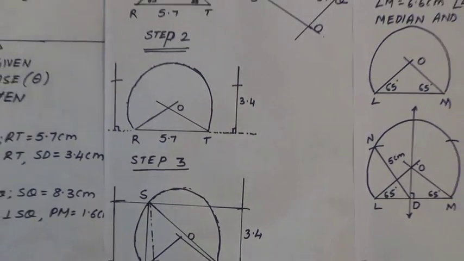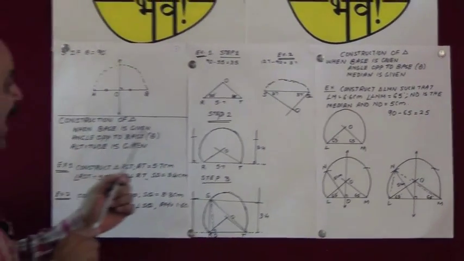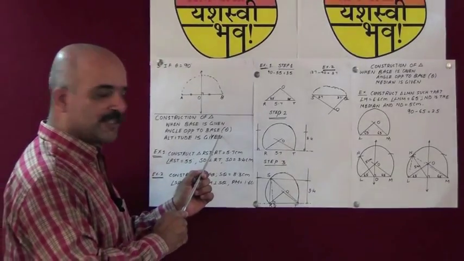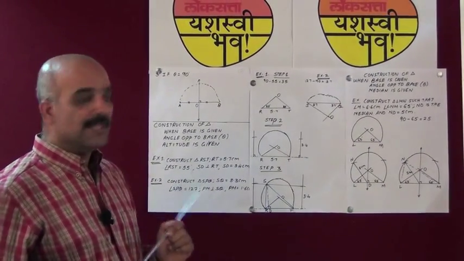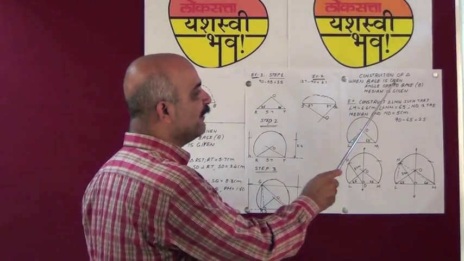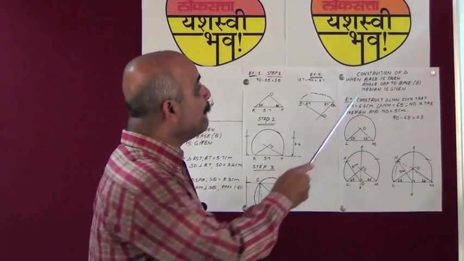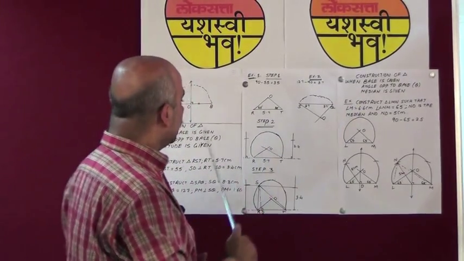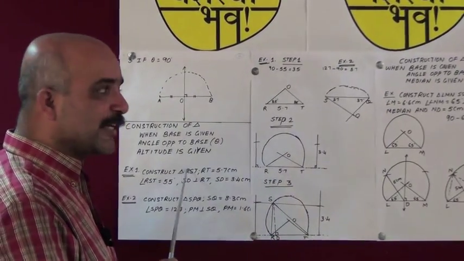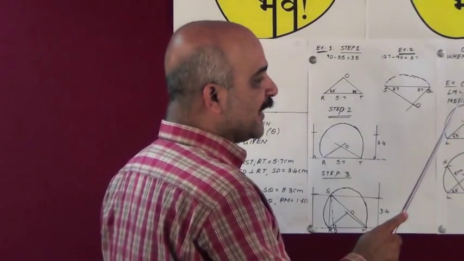Now same way we have something else. If you see in this question, base was given, angle opposite to the base was given, and altitude was given. Same type of one more question in a slightly different way. Here the base is given, angle opposite to the base is given, but instead of altitude, the median is given. The basic difference is, here we know the altitude, here we know the median. Now let us see what happens when we get a median instead of an altitude. Let us see this sum here.